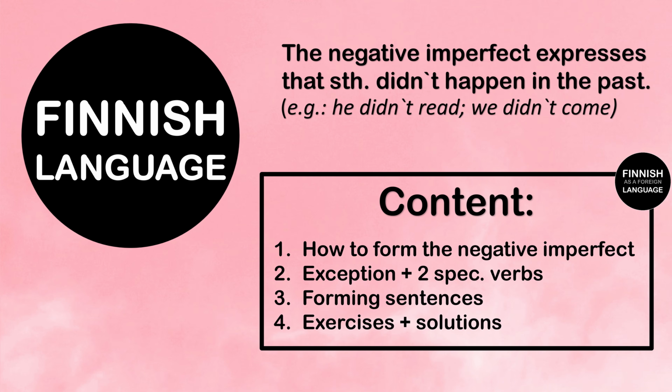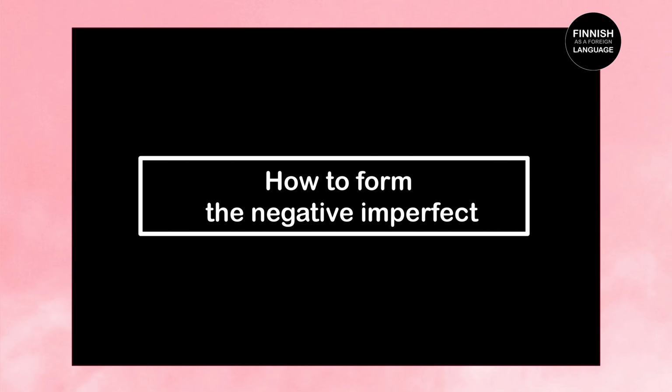Our video today is split into 4 parts. In the first chapter we are going to learn how to form the negative imperfect for all the 6 verb types. Then we are going to talk about a so-called exception plus 2 more important verbs. Later on we will also learn how to form some sentences including the negative imperfect, and at the very end of this video we are going to practice what we've learned today and solve some exercises together. So let's start with our first chapter, how to form the negative imperfect.